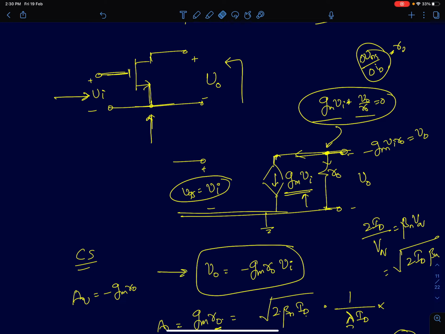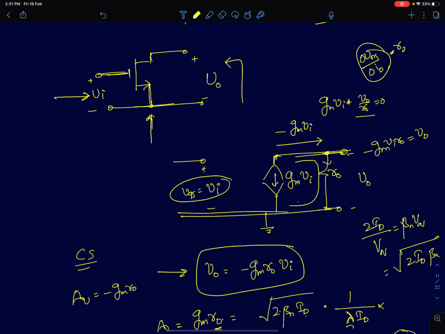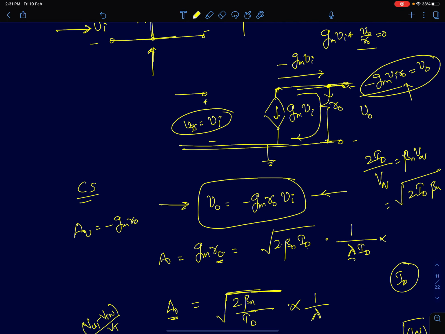You can also quickly solve this intuitively, or visualize the circuit intuitively. You can see in the circuit there is a current gm vi flowing in this direction. Now I can also just reverse the direction of current and write it as minus gm vi flowing into r0. So the current minus gm vi flows through r0, and a voltage drop of minus gm vi into r0 is developed across r0, which is nothing but v0 itself. So you get the same expression, v0 equals minus gm r0 into vi.